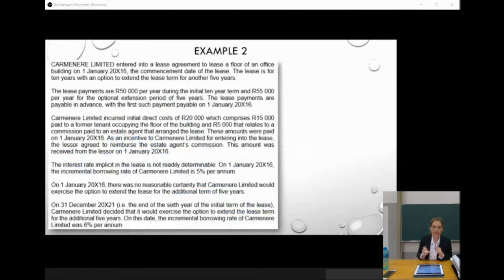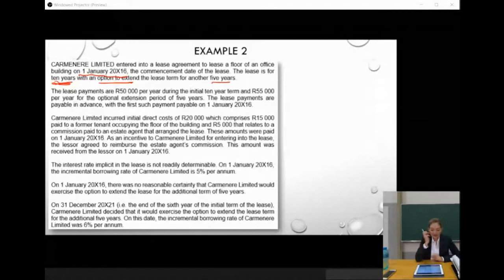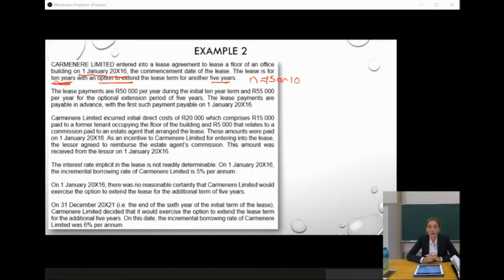Oh, why does my slide not update? There we go. In example 2, we have a lease agreement entered into on the 1st of January 2016. It's for 10 years with an option to extend the lease term for another 5 years. At this stage we don't know yet whether our N is going to be 15 or 10, with or without the option to extend. So we don't know that yet.